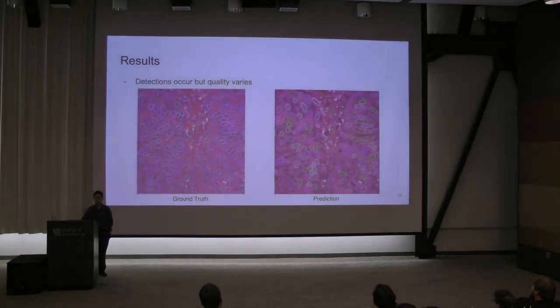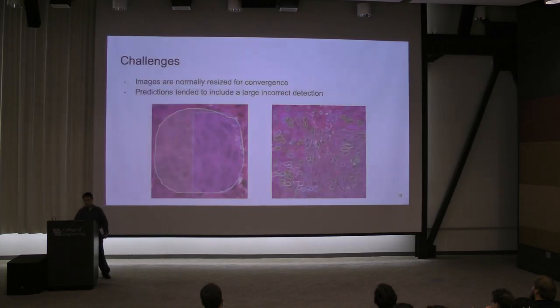And for other, more qualitative results, we can see that the detections occur but vary in quality. For the ground truth on the left, that's the original annotations, but with prediction on the right, you can see that it catches a lot of the annotations, but it still misses a few of them too.